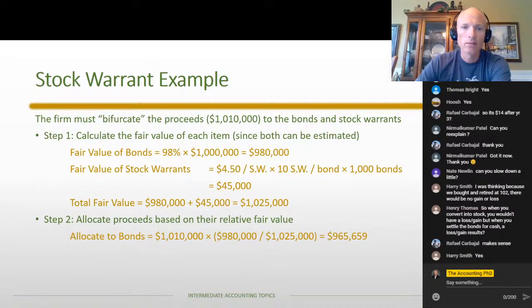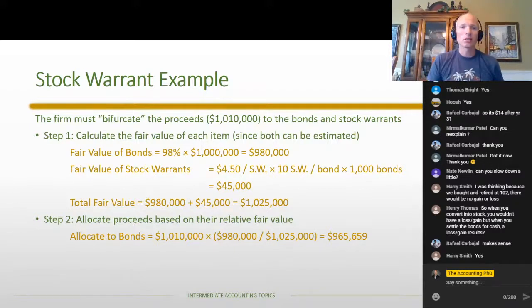How do we do that? So the allocation of the bonds, remember, we're allocating the proceeds. So we take the $1,010,000, and then the proportion of the fair value that's allocated to the bonds is the fair value of the bonds, $980,000, divided by the total fair value of the bonds and stock warrants together, which is $1,025,000. So that means we're going to allocate $965,659 to the bonds. What does that mean?